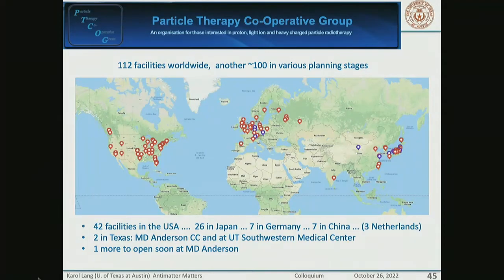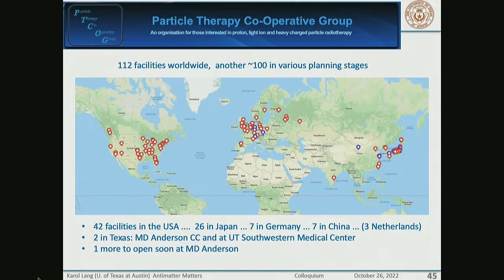There are 112 facilities worldwide doing proton therapy, and this is a map where they are. By the way, it's considered to be such an important and necessary direction of radiation oncology that another 100 plus are in various planning stages, or construction. There are 42 facilities in the US, 26 in Japan, 7 in Germany, 7 in China, and 3 in Netherlands. I put 3 in Netherlands because per capita that certainly is far better than any other country in the world.